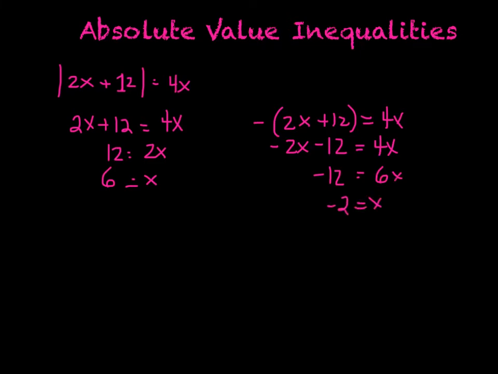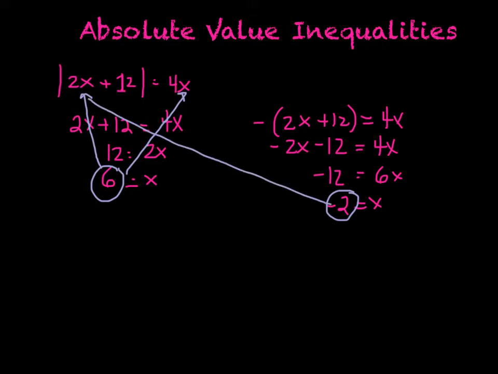Now, I'm going to take each of these answers and plug them in. If I plug in 6 here and here, I get 12 plus 12. Absolute value of 24 is 24, equals 24. Yay. Take negative 2 and plug in here and here, and I get negative 4 plus 12, so this is 8. The absolute value of 8 is 8. And I plug in negative 2 here, I get negative 8. 8 does not equal negative 8. So this would not be a solution.